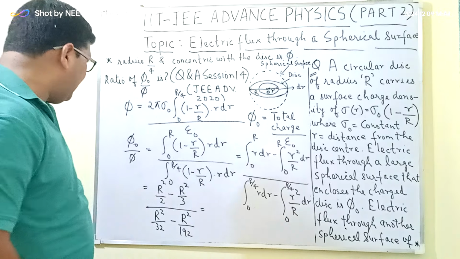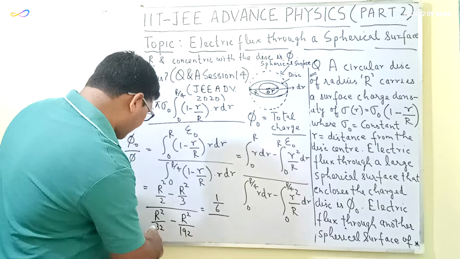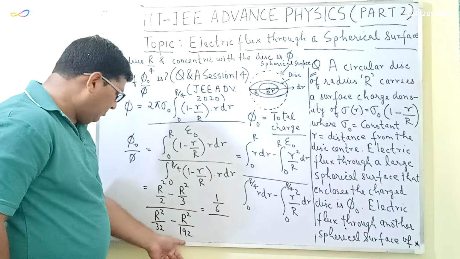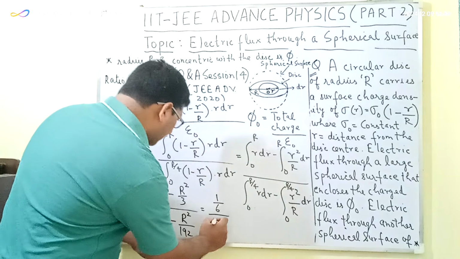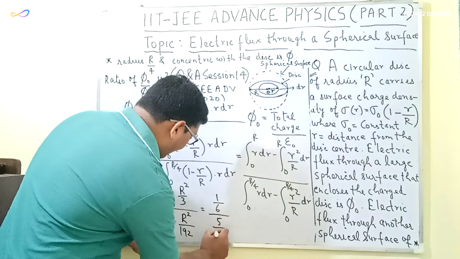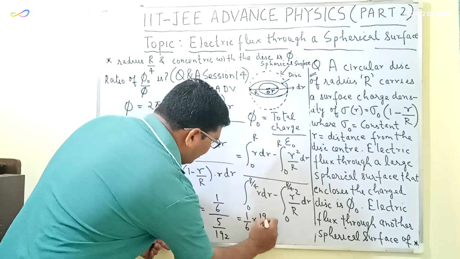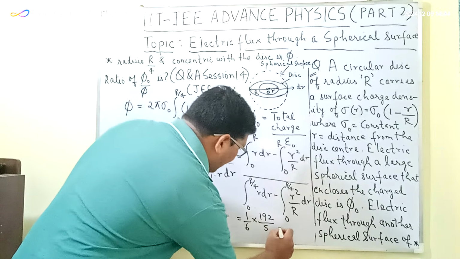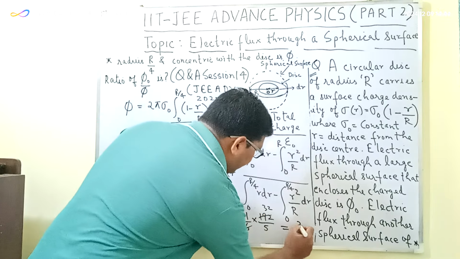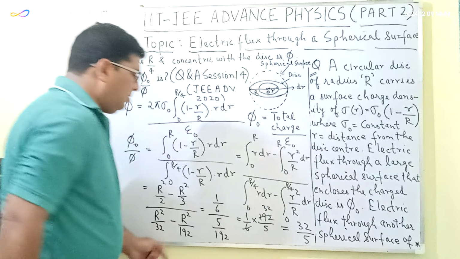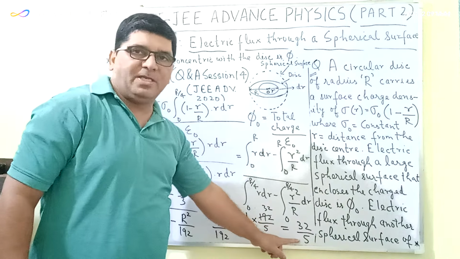So from here R square will get cancelled out, and I will be getting in the numerator 1 by 6, and in the denominator I will be getting 192 as the LCM. So 32 into 6 is equal to 192, so this will be equal to 6 minus 1, 5 by 192. So this will be equal to 1 by 6 into 192 by 5, and finally this will be equal to 32 by 5. So the value of phi naught upon phi is equal to 32 by 5.